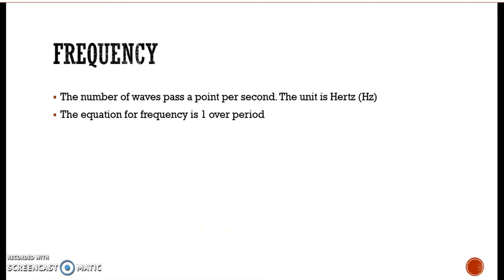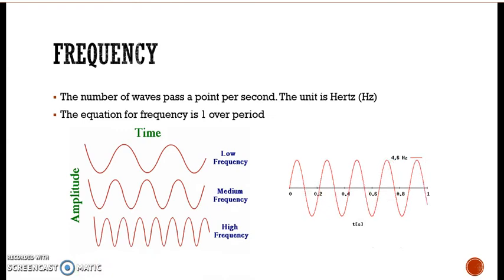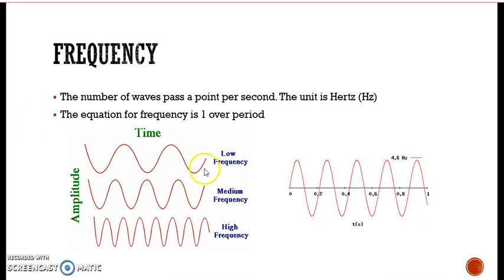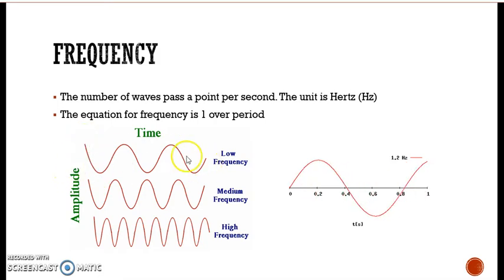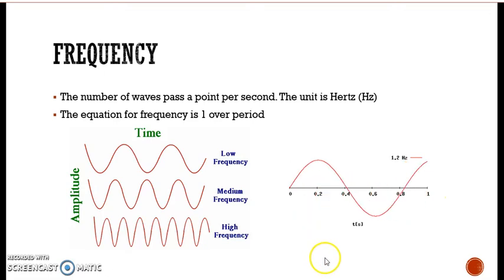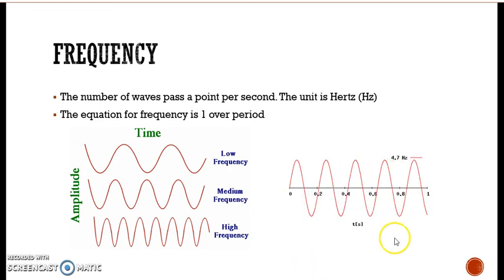Frequency is the number of waves that pass a point per second. The unit is hertz. The equation for frequency is 1 over period, so 1 over the time taken to make one wave. So this is a low frequency, and there's medium frequency, high frequency. As you increase the frequency, there will be more waves in one spot. That's why as they travel forward, they'll hit one point multiple times per second. It'll hit it faster basically.